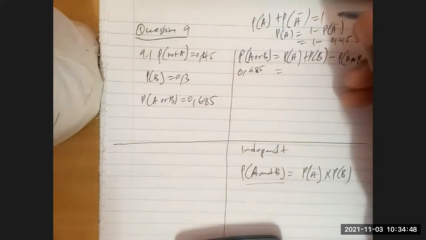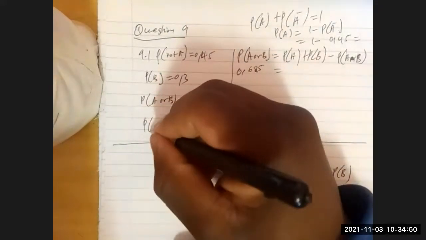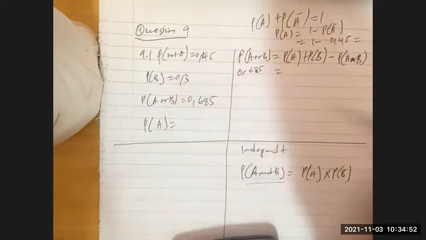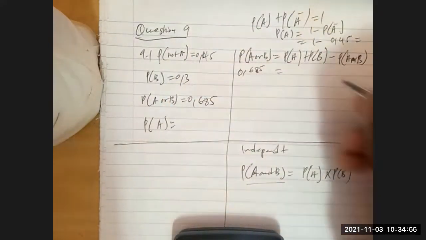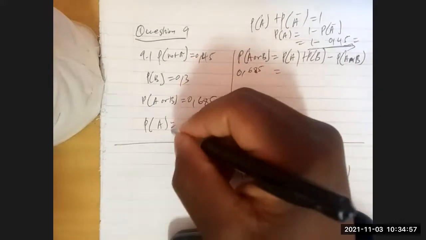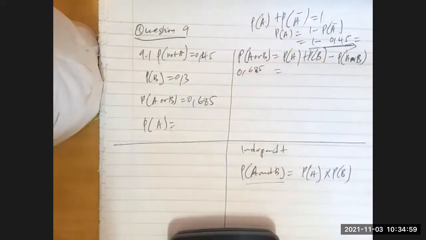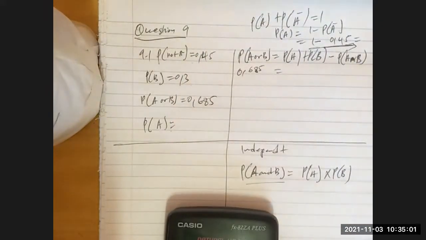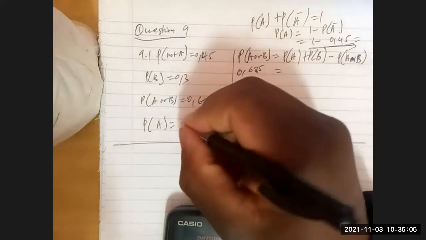So what is 1 minus 0.45? I'm going to put it here, this is why I have a space. The probability of A is going to be what? This is the calculation here, I'm just continuing with it. So 1 minus 0.45 is 0.55.